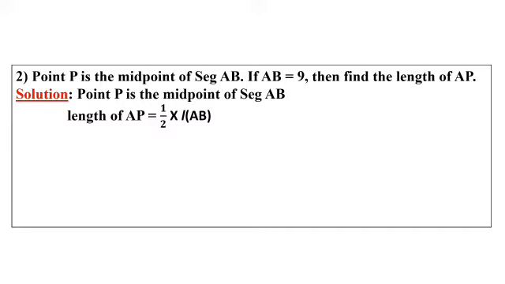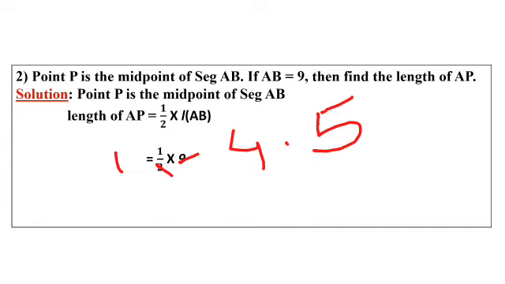So we'll substitute the value of AB. 2 times 1 is 2. 2 times how many is 9? 2 times 4.5 is 9. We can divide 9 by 2. So here we get the value, what? 4.5 units. Understood?